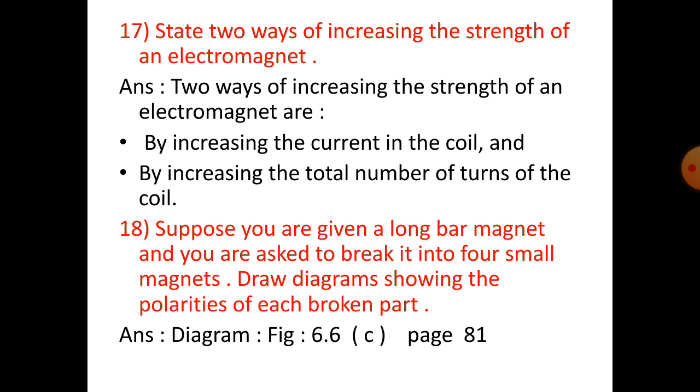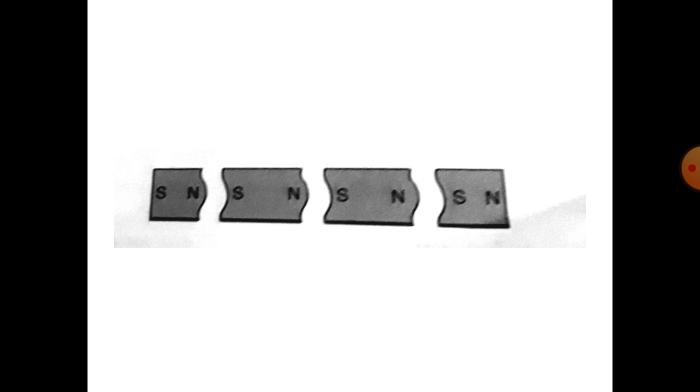Number 18. Suppose you are given a long bar magnet and you are asked to break it into four small magnets. Draw diagrams showing the polarities of each broken part. Diagram is given in page number 81, figure 6.6c.